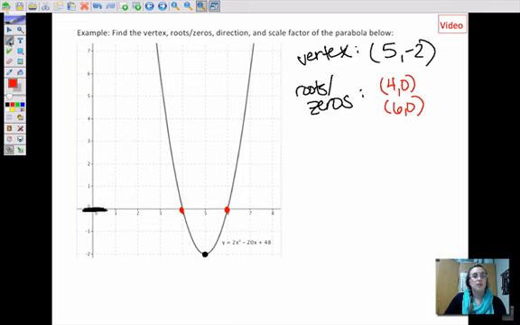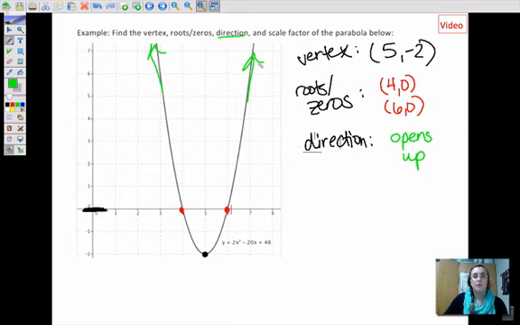The direction, so when I'm talking about the direction, I want to know whether it's opening up or opening down. Okay, so I want to think about where the opening is. In this case, we have our vertex as the minimum, so it opens at the top, so that means that it opens up. The opening is up at the top. And then I want to think about the scale factor.